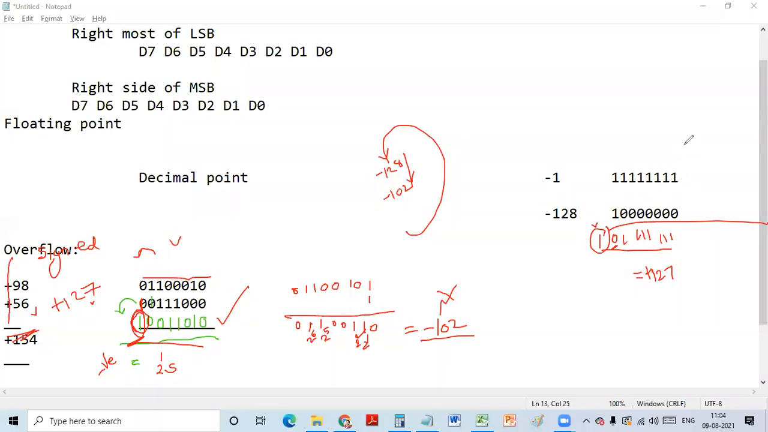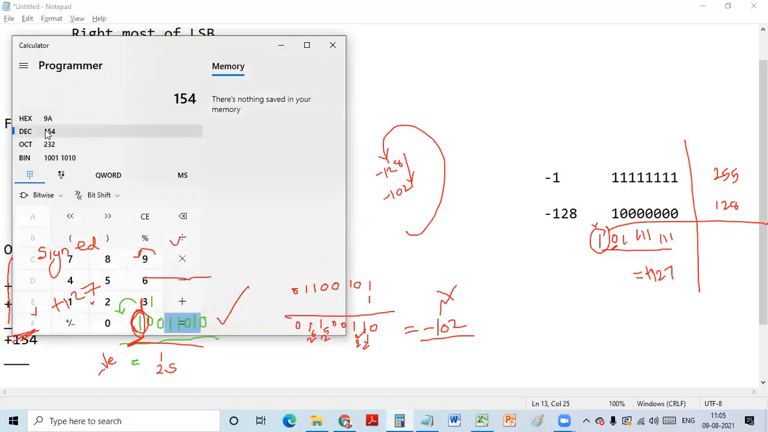If I see in the unsigned case, I assume that these numbers are represented as unsigned, then all the bits will participate in magnitude, and the value of this number is 255, and the value of this number is 128. Now add these two. 255 plus 128, how much? 383. In binary, we got the same result, this one.